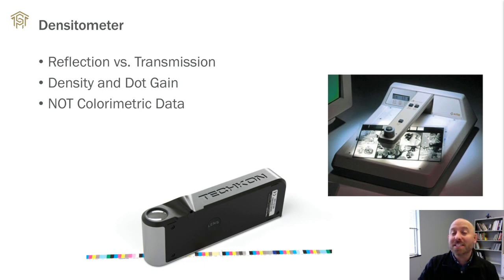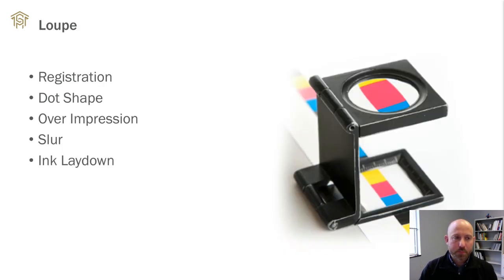Now, this is especially important if we're printing process color, because when we're printing process color, the same amount of cyan, yellow, magenta, black, every time we run it, we have to be pretty much printing the exact same amount of ink each time. Otherwise, we're going to have color shifts. So this is an extremely important way for us to monitor our process on press.